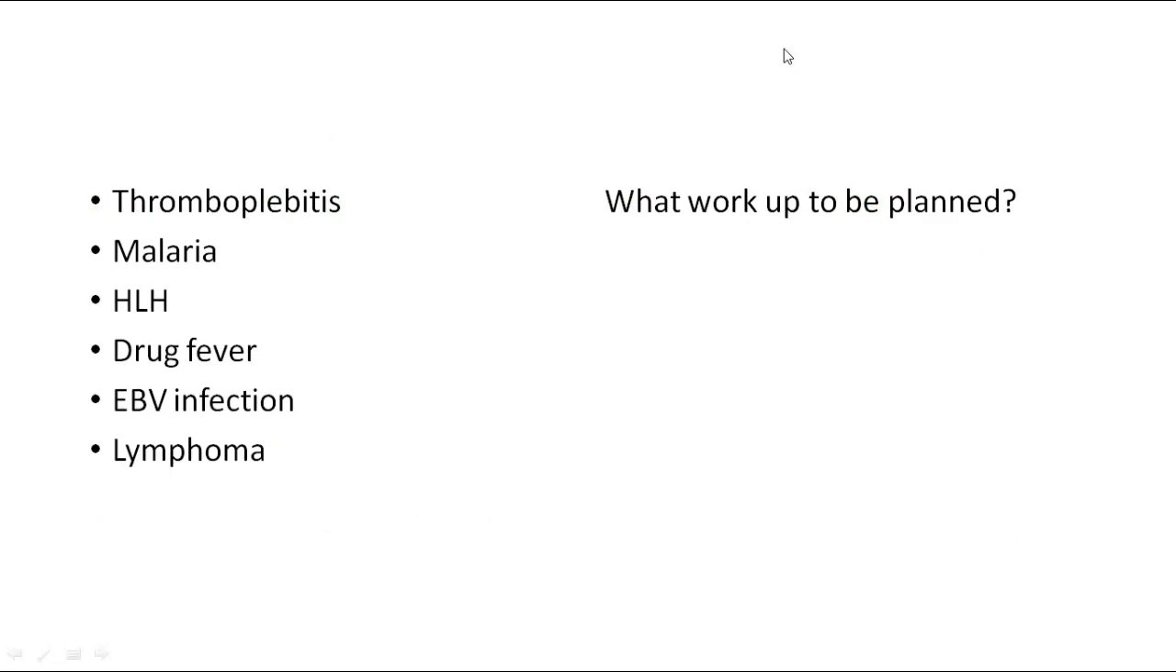So what workup is to be planned for this child now? These are your possible DDs. What investigations would you like to send? Serum triglycerides, serum ferritin. Yes. Or bone marrow. Sir, for HLH you want to send serum ferritin, triglycerides. For malaria, we will send QBC, ma'am. Yes. For EBV infection, we send EBV PCR. For lymphoma and HLH, we can go for a bone marrow.